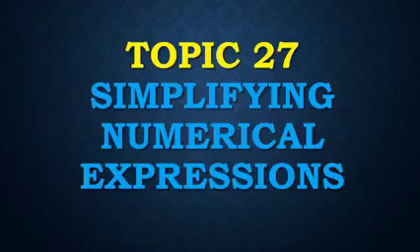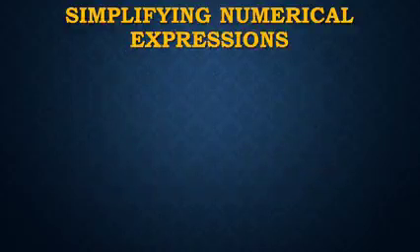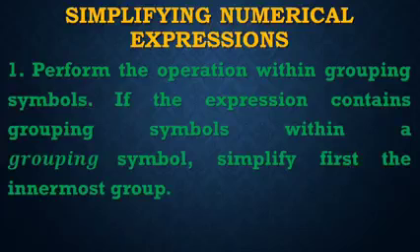Welcome to topic 27. The title is Simplifying Numerical Expression. So here our topic is arithmetic, okay? We're just simplifying numerical expressions. So the rule in simplifying numerical expressions: first, we need to perform the operation within grouping symbols. If the expression contains grouping symbols within a grouping symbol, simplify first the innermost group.